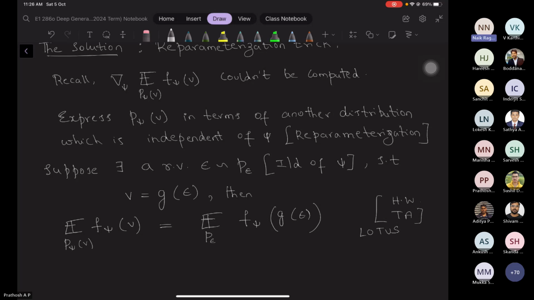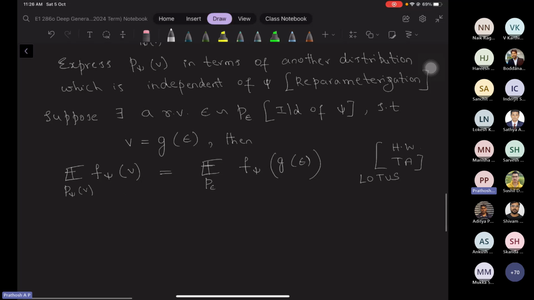So how do you find this epsilon? Good question. That depends. In the VAE paper, they give multiple ways to find this epsilon, and it's not enough if you only find epsilon. You need to find g also. You need to find an epsilon and a g such that this happens. I'll give you examples of how to do this, at least in the case of the naive implementation of VAE. If you do this, now it's easy.